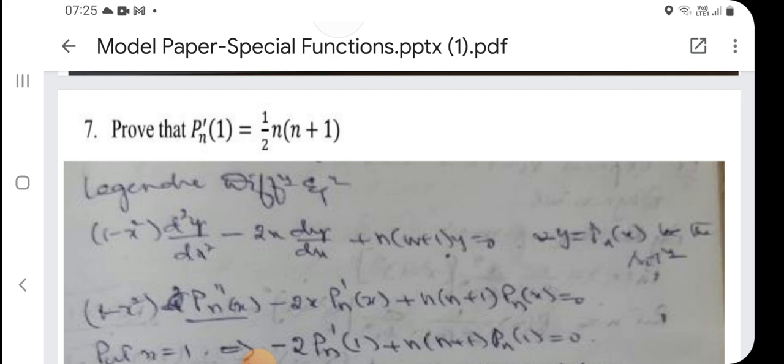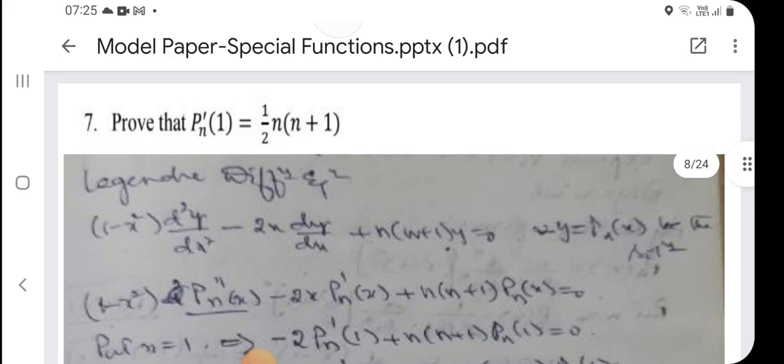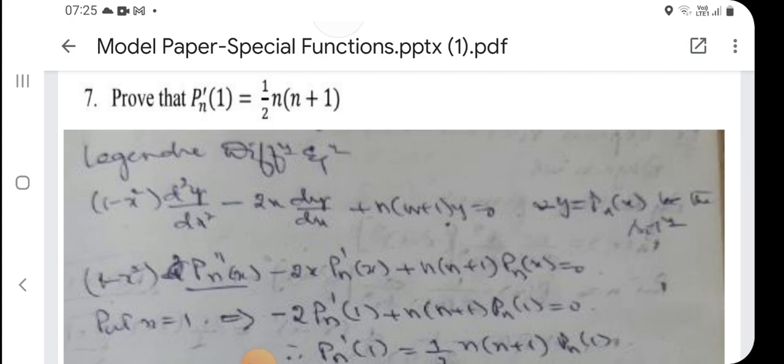Now in this, let y equal to Pn of x be the solution. Because it is a solution, it should satisfy the given differential equation. That means 1 minus x square into Pn double dash x minus 2x into Pn dash x plus n into n plus 1 into Pn of x equals 0. Put x is equal to 1 in this.